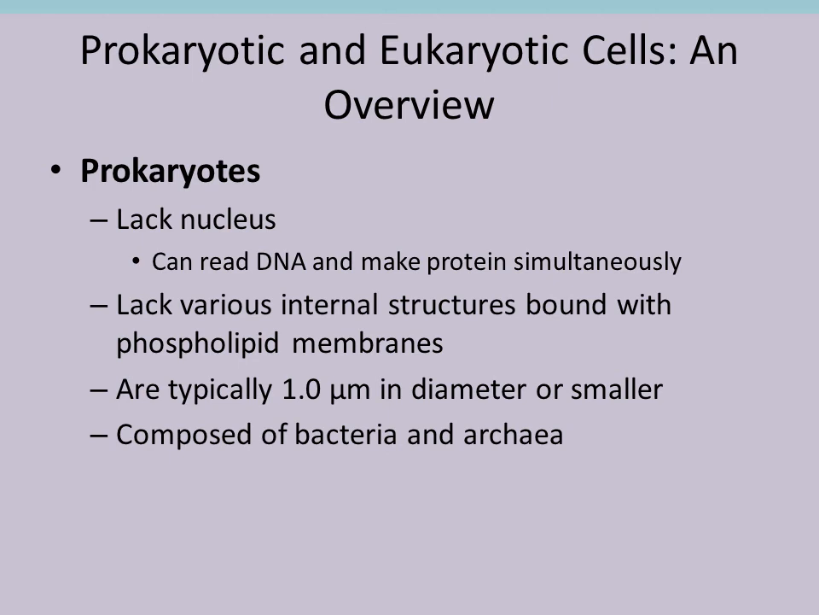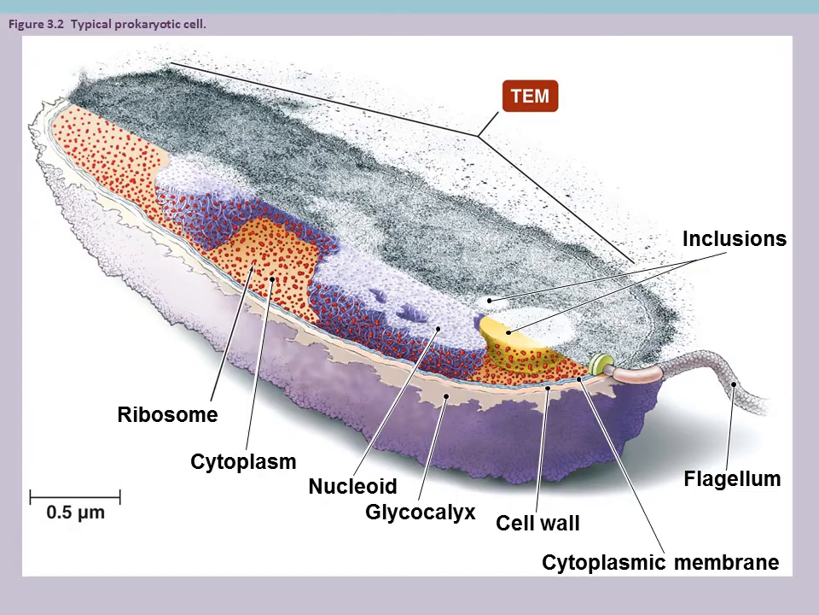Because they don't have a nucleus, they can read the DNA and make protein at the same time. You cannot do this with cells that have a nucleus. They do not have membrane-bound organelles within the cell. When you see these with eukaryotic cells, the function of these specialized organelles, a prokaryotic cell can still carry out those functions, they just do it a little bit differently. They tend to, as I said, be very small. Your bacteria and your archaea are the two groups that comprise the prokaryotes.